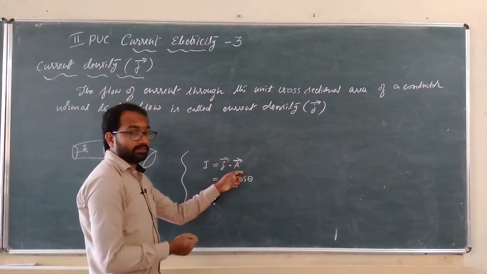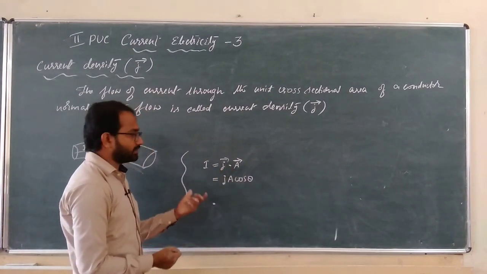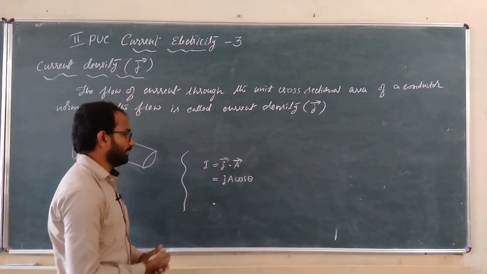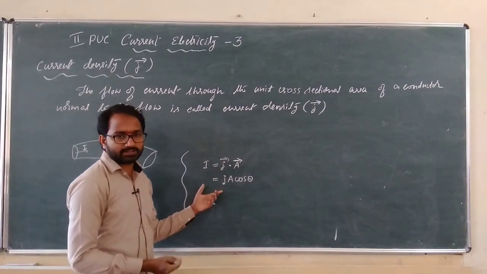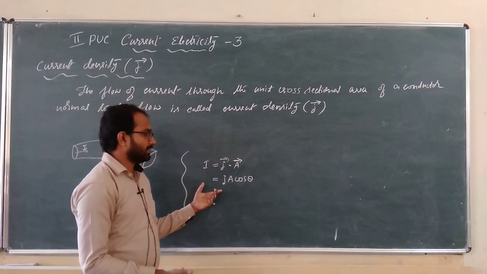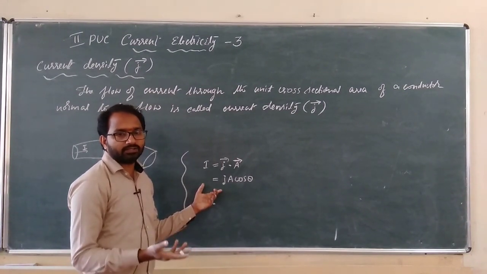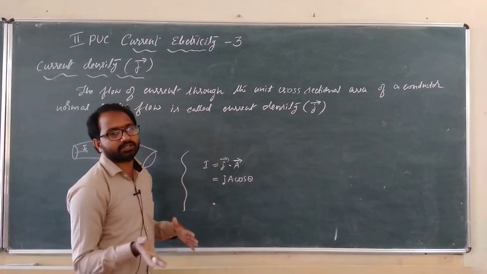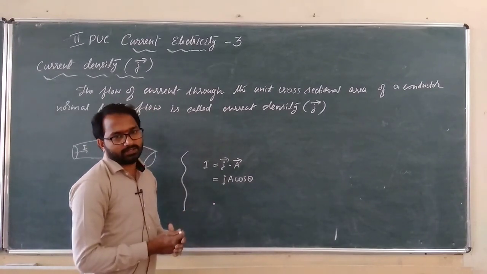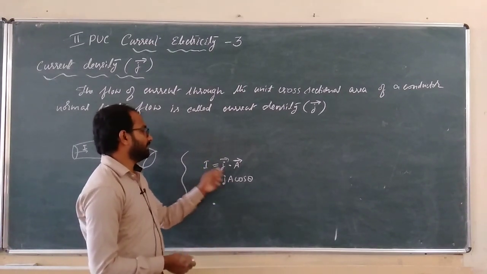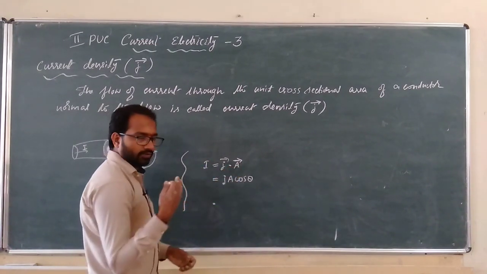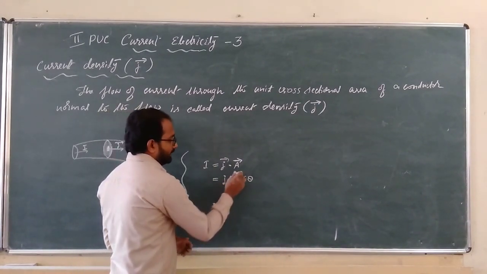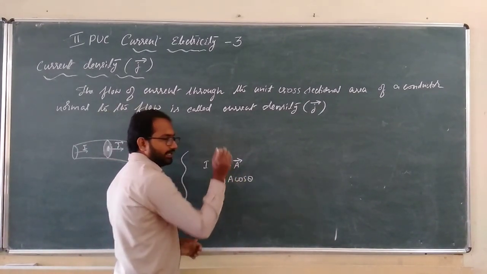Okay, area is taken as a vector because its orientation decides what is the amount of current flowing through the area. Okay, so similar to flux, electric flux. Okay, electric flux phi is equal to E dot delta S or E dot A. Area is taken as a vector because its orientation decides what is the amount of flux. Okay, so therefore here area is taken as a vector because its orientation decides what is the amount of current flowing. Okay, so therefore theta is the angle between current density and area vector.